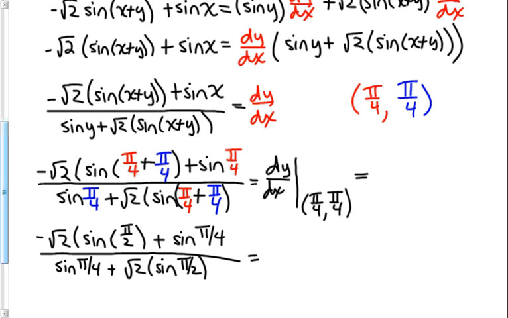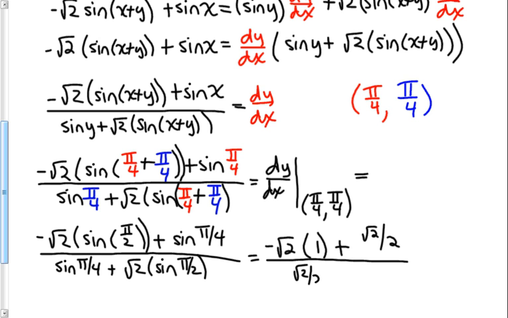The sine of pi over 2 is one that we should know. Hopefully we do. It's not one you should use your calculator for. And the sine of pi over 2 is just 1. The sine of pi over 4 is one that we should know. Most people do actually remember that one because that one's square root of 2 over 2. In the denominator, I have sine of pi over 4, which is square root of 2 over 2, plus the square root of 2 times 1.